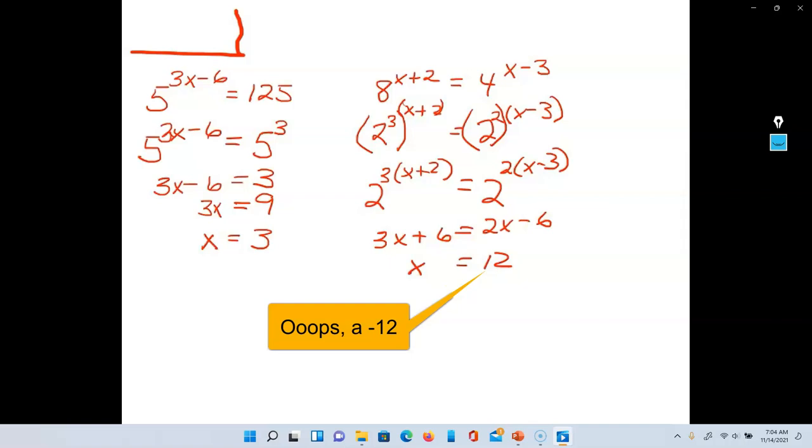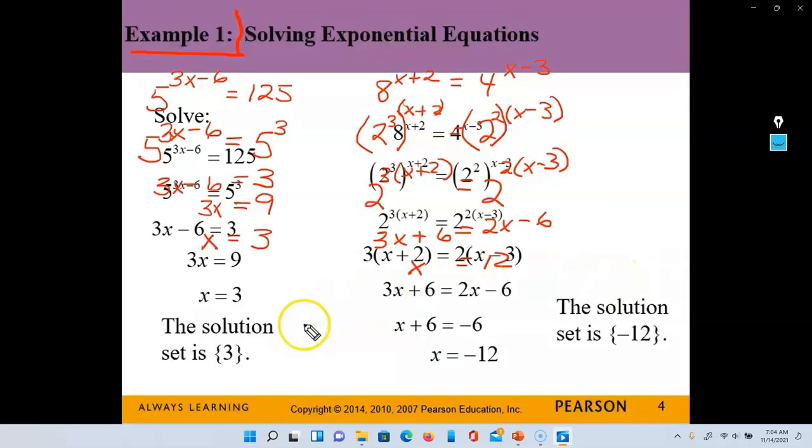So again, knowing this first technique will be very useful. Let's go back and check our answers. And there they are.